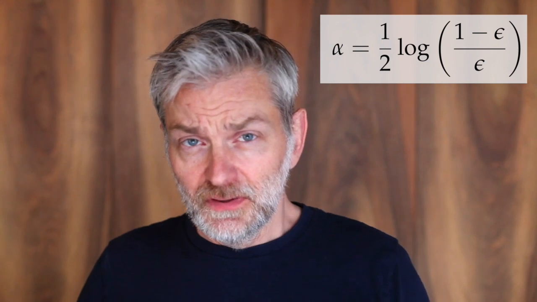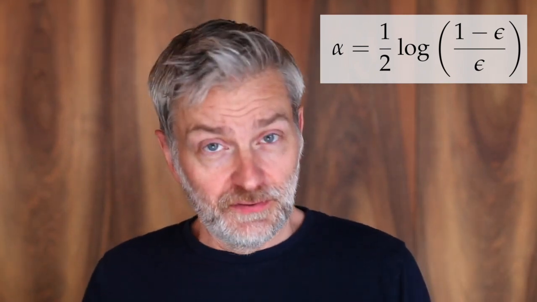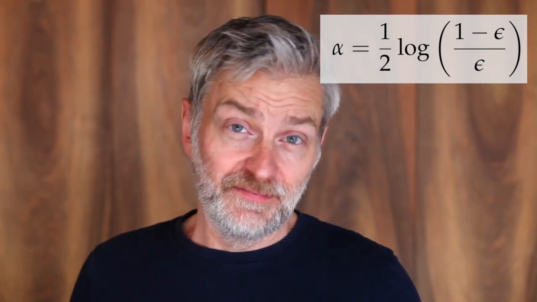One thing to note about this expression for alpha is that earlier we assumed that alpha was greater than 0. That will only be the case if epsilon is less than 0.5. That means that our learners have to have a greater than 50% accuracy, otherwise the whole thing falls over and the performance will get worse.